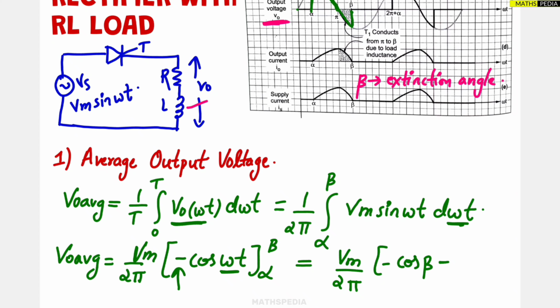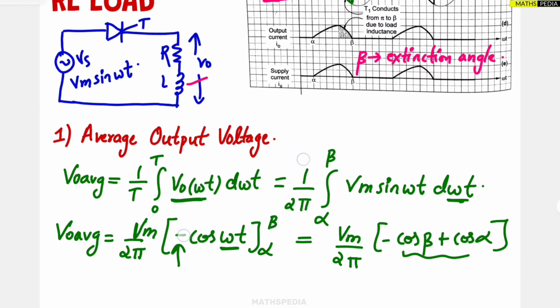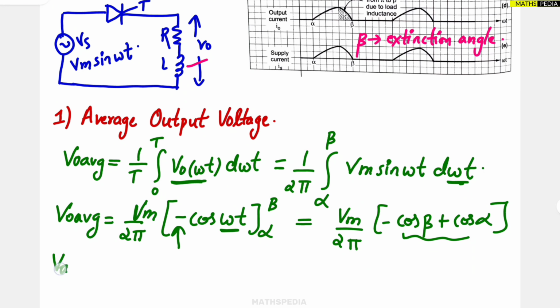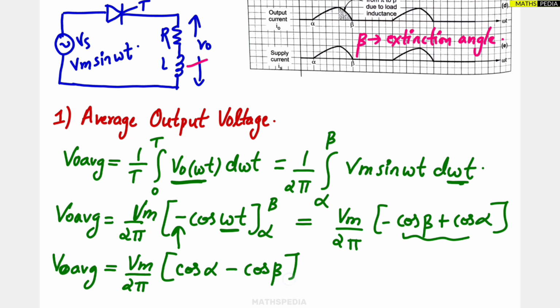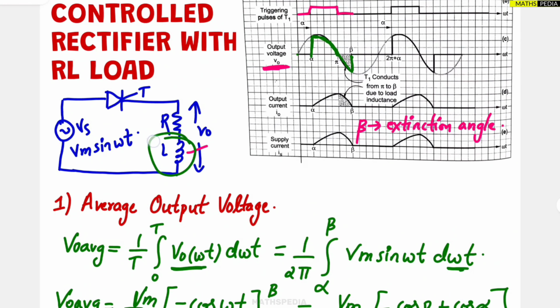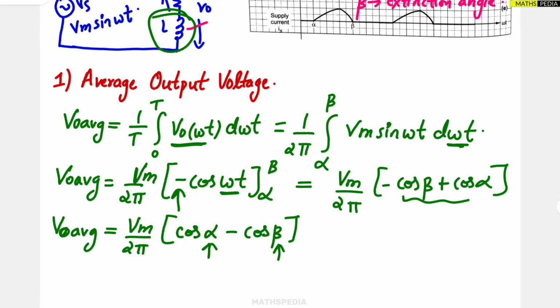When you put the lower limit, minus of minus, it will become plus cos alpha. Okay, so this you can rearrange. So the V out average will be, the final term you can write it as Vm by 2 pi (cos alpha minus cos beta), where alpha is the firing angle for the thyristor and beta is the extinction angle when there is an inductor involved. That you will be learning in the theory part. Okay, this is the average output voltage.